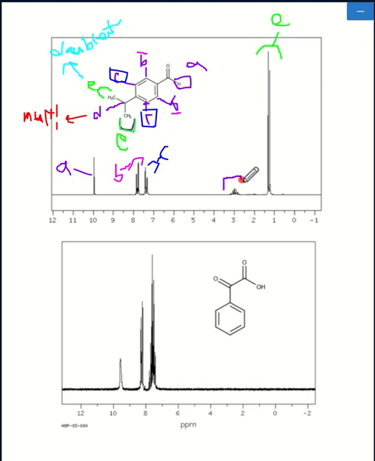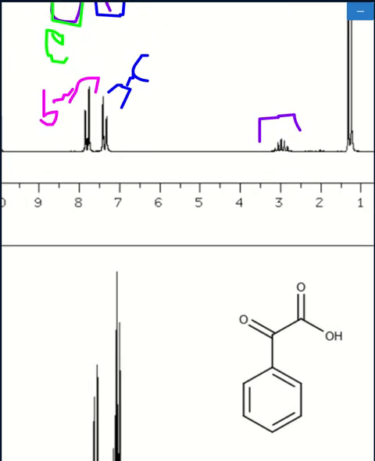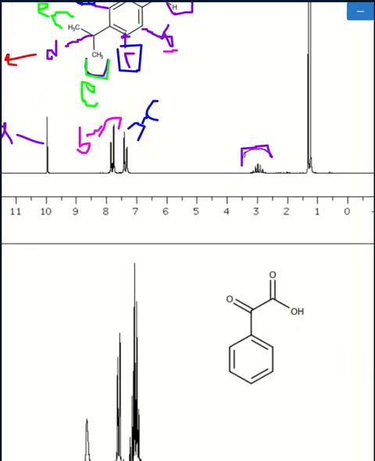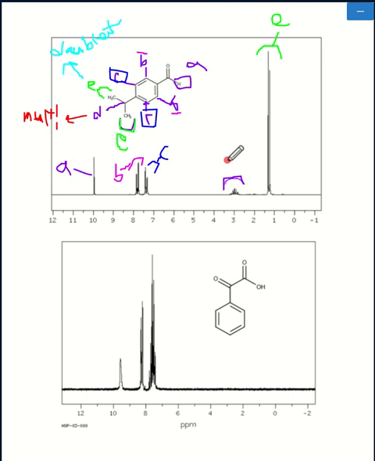And then environment D, which would be a multiplet. This may show up better on your personal copy because you'll be able to better zoom in. But that multiplet right there, this multiplet right here, is effectively what environment D is.